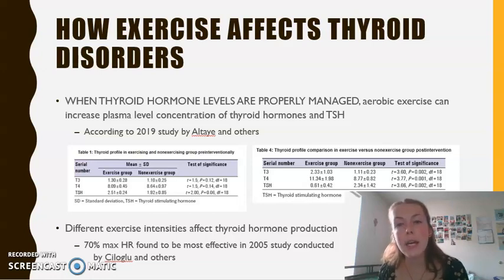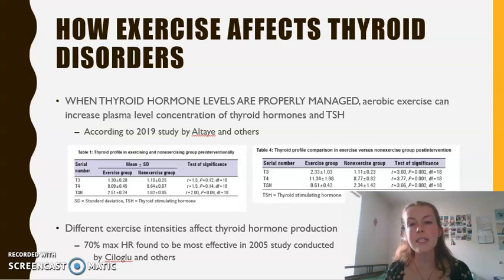Exercise can increase plasma concentration of hormones, the thyroid hormones and TSH, when the thyroid hormone levels are properly managed with medication first. And different exercise intensity affects the thyroid hormone production. 70% max heart rate has been found the most effective in a study that was conducted in 2005. I have the little results of that study right up there.